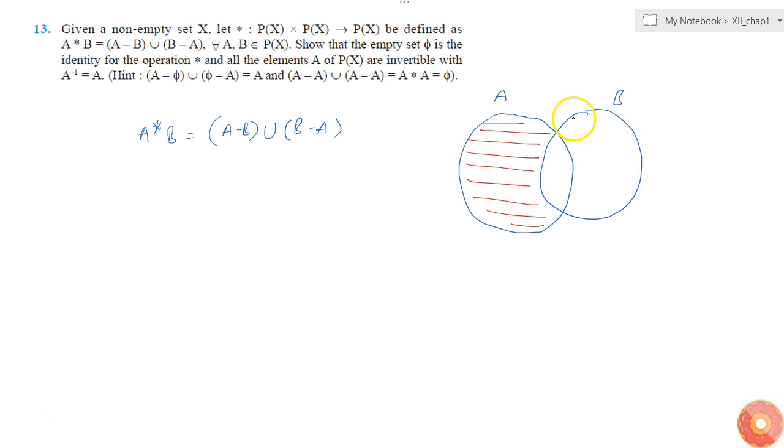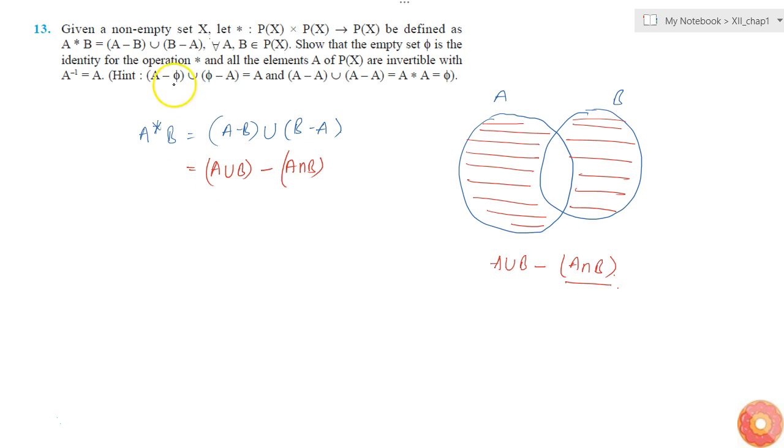and union B minus A, which is this part. They are just leaving out A intersection B. This is what they are just laying apart, A intersection B. This is the same function here. So this is A union B minus A intersection B.